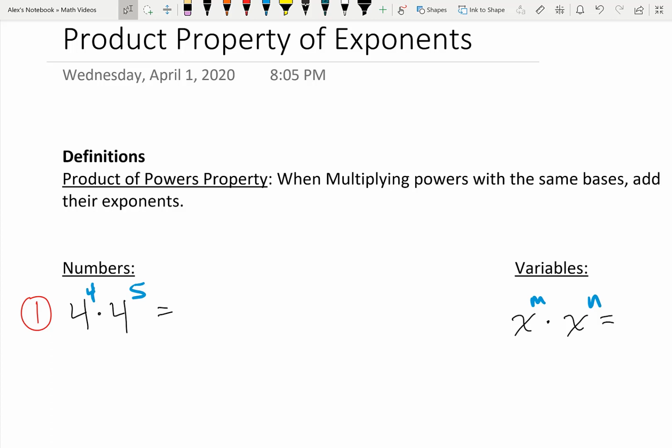Now I wrote down two columns here. One is called the numbers column, one is called the variable column. We're going to first go through three different scenarios where you can use this definition, and then we're going to go through a few examples, and that's going to be it.